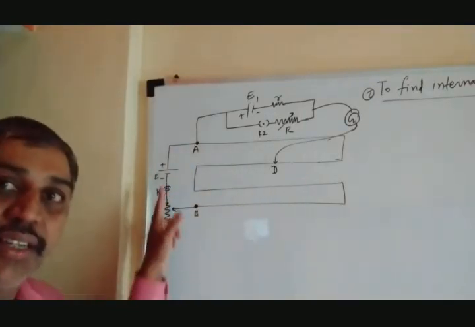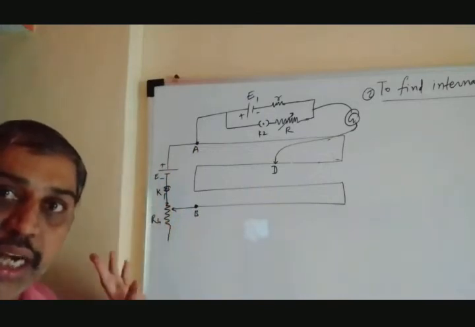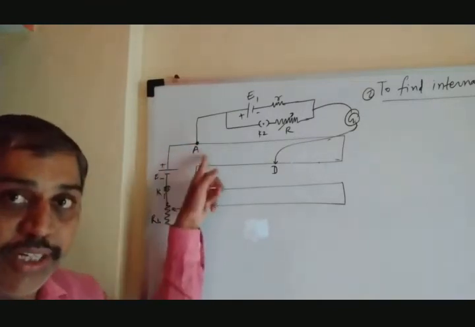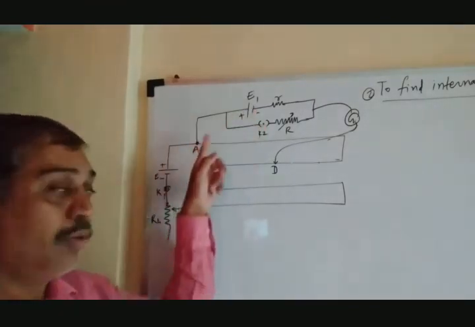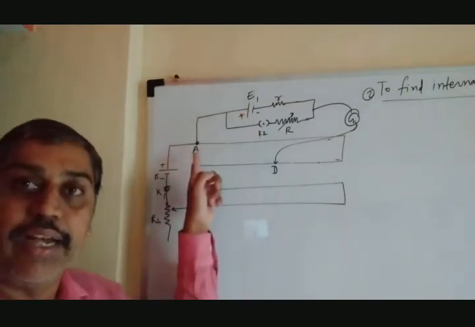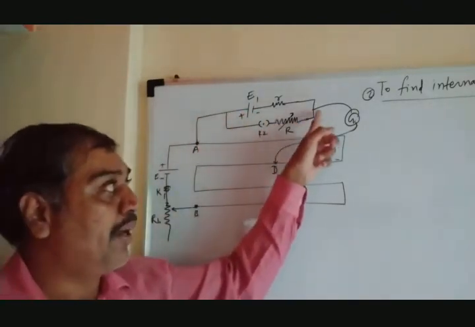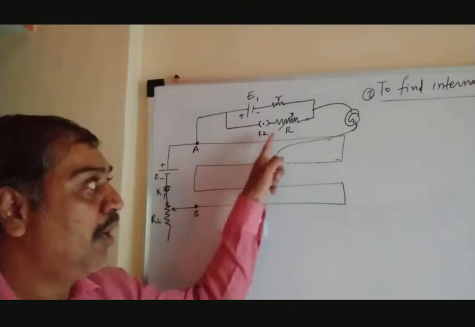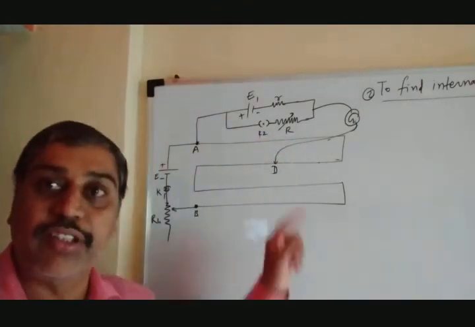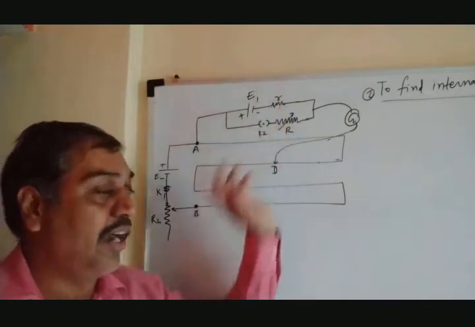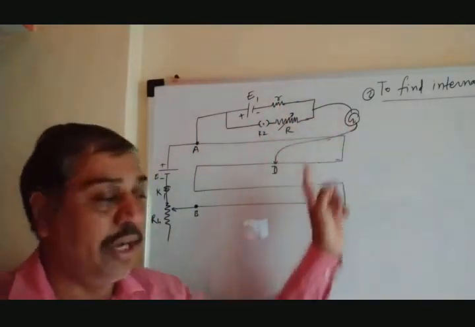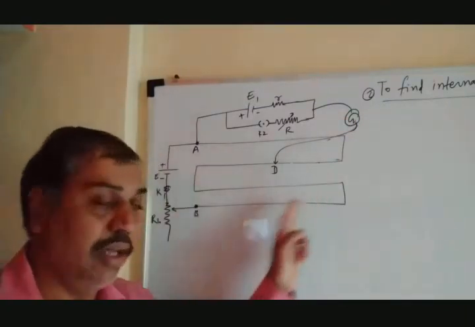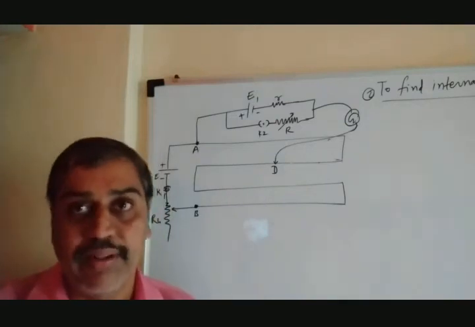Again these common things, the battery eliminator, key K1 and rheostat, are connected in series with the wire AB. Then the positive terminal of battery E1, whose internal resistance is to be determined, is connected to A. The negative is given to the common terminal here, and along with this, a parallel combination of another key K2 and a variable resistance R, whose resistance we can change, is connected parallel to the cell and connected commonly to the galvanometer. The other terminal of the galvanometer is connected to the jockey, so that we can slide the jockey on the potentiometer wire and find the null point. That is the only difference.